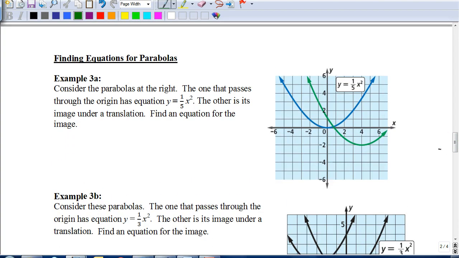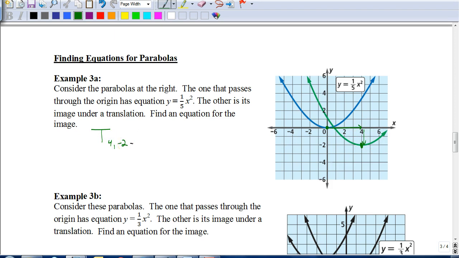Here we have some graphs where we need to figure out, it says, consider the parabolas at the right. The one that passes through the origin has equation y equals 1/5 x squared. So the blue graph there is y equals 1/5 x squared. The other is its image under a translation. Find an equation for the image. We need to figure out an equation for this green line. Well, the first thing I need to do is figure out what translation is occurring here. My vertex here is going to the right 4 units, and it's going down 2 units.